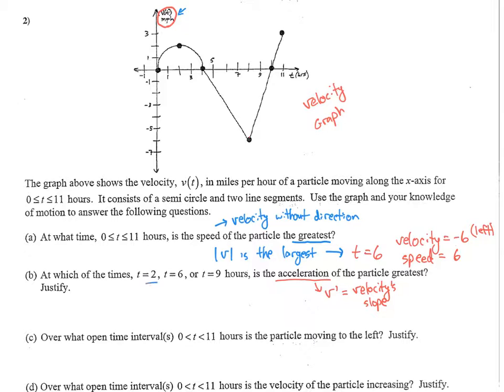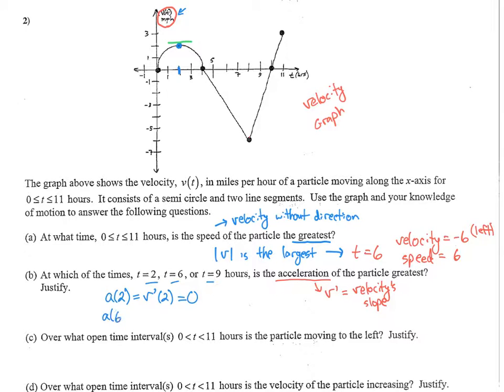So at each of these 3 times, we'll want to look at the slope of the graph at that particular point. So let's take a look at t equals 2. At t equals 2, it looks like we have a slope of 0. So I would say that at t equals 2, my acceleration, which is the slope of velocity, would be 0.